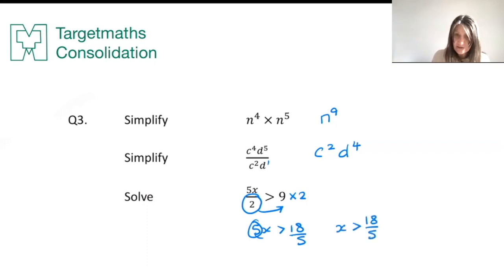I can actually leave it like that because it doesn't say solve and give your answer in a particular way, does it? It just says solve. So I've got X on its own. If I wanted to go on and give it a mixed number, then I could also say that it was 3 3/5, or I could give 3.6 as a decimal. And if you did that, that's all correct, okay?